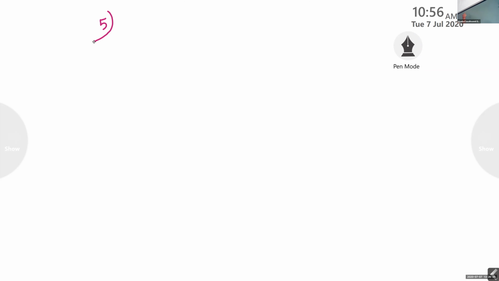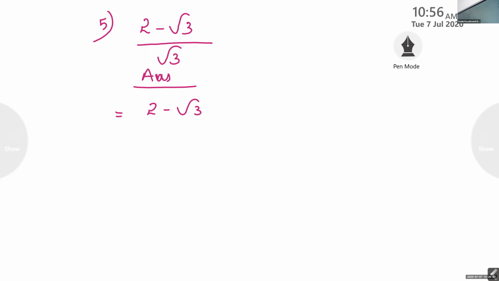So (2 minus root 3) by root 3. This was the question, I suppose. Yes, ma'am. Can you tell the rationalizing factor of this? Root 3. So how will you proceed? 2 minus root 3, keep a bracket there, because there are two numbers there. When you expand the bracket, it will be easy for you.